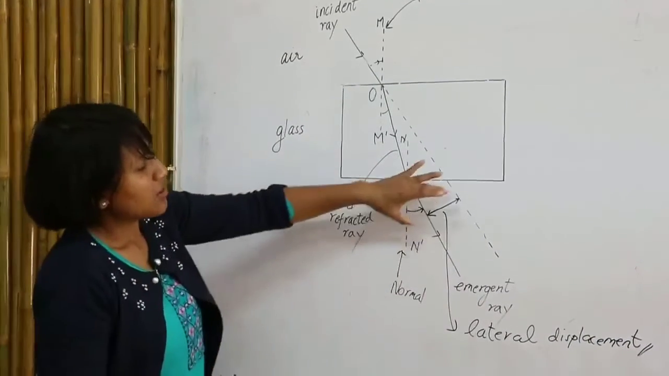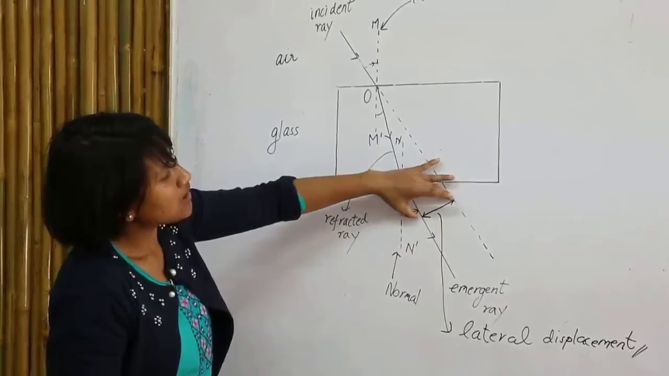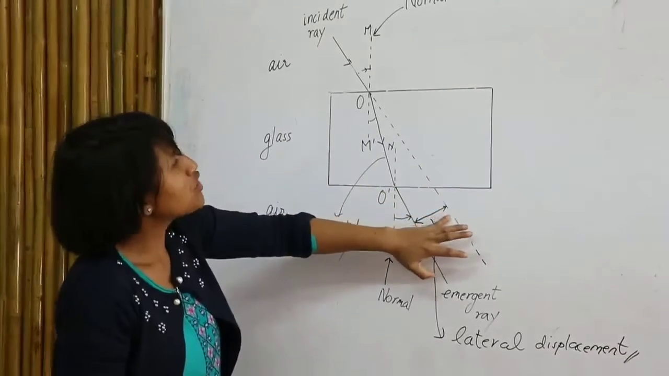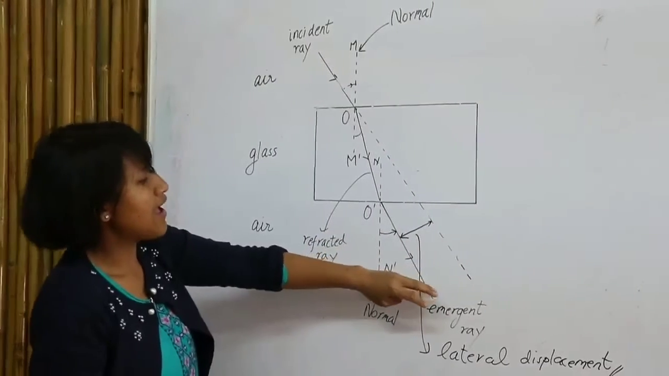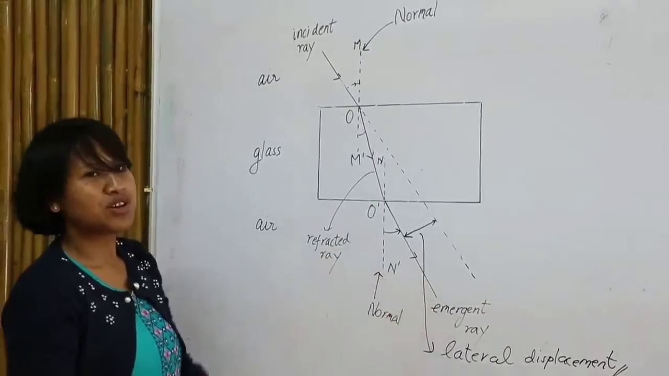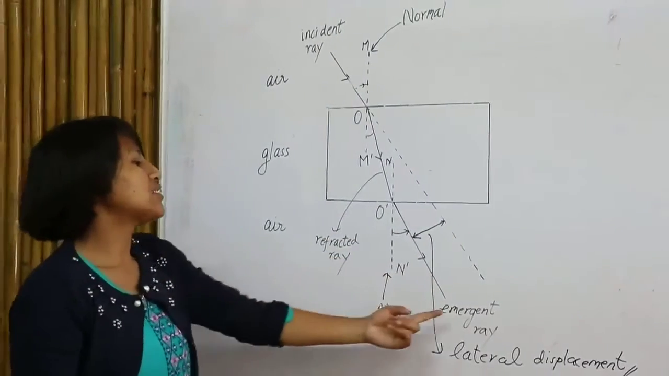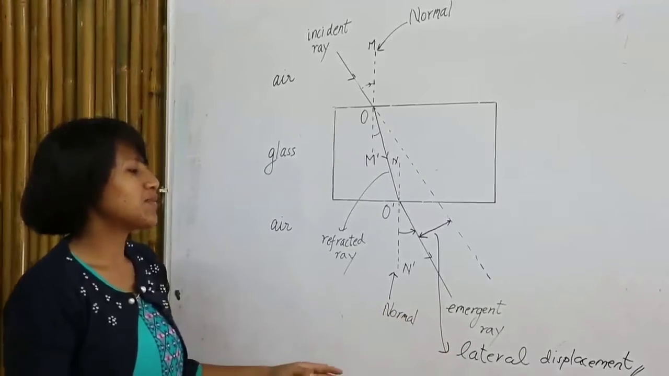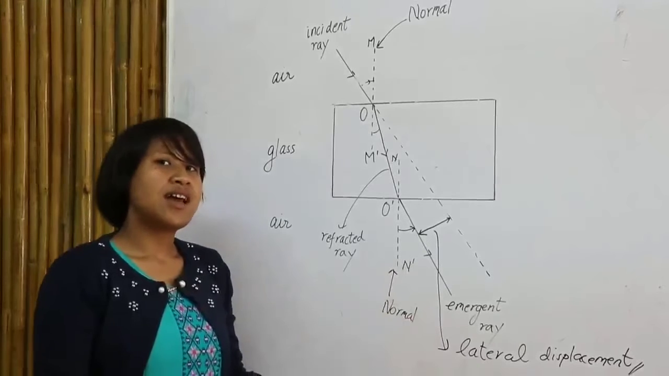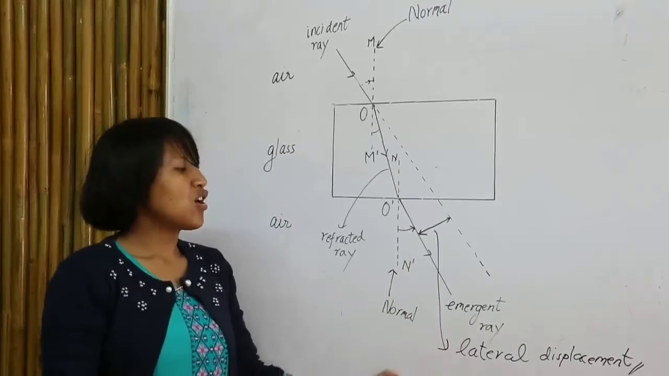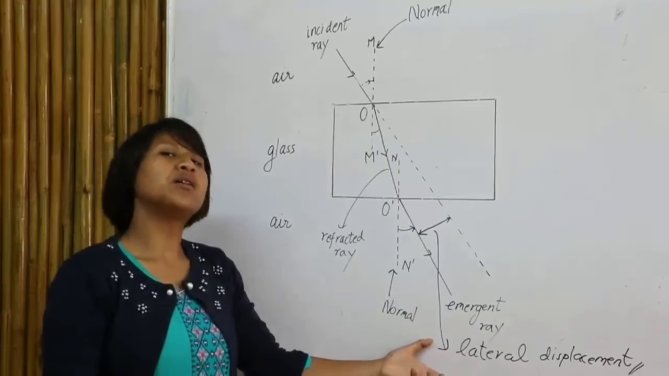Otherwise, it is the perpendicular distance between the original path of the incident ray and the emergent ray. That is known as the lateral displacement, and it varies according to the change in angle of incidence and the thickness of the medium.